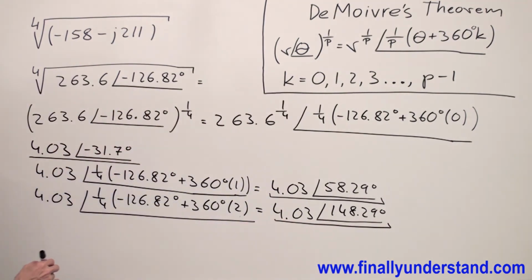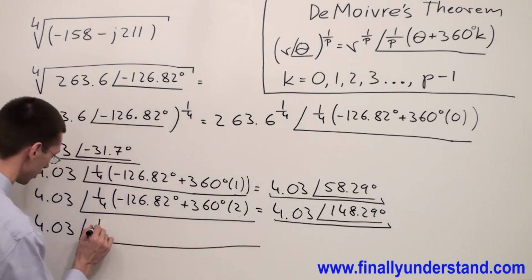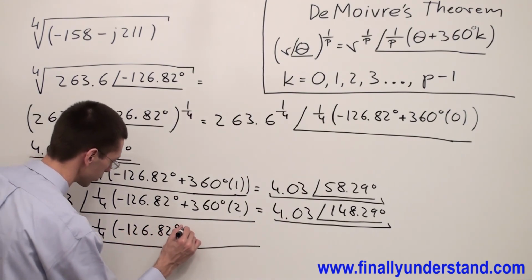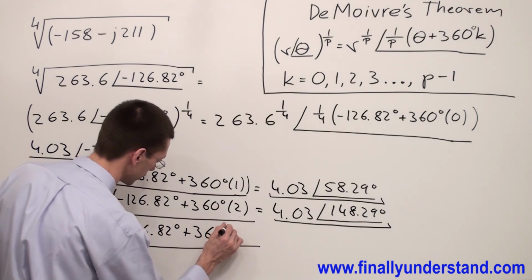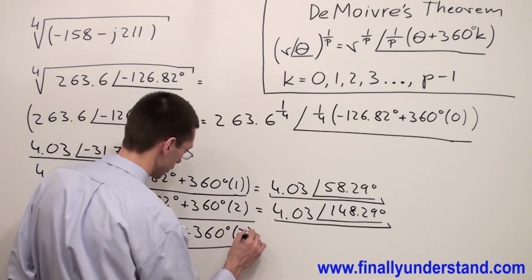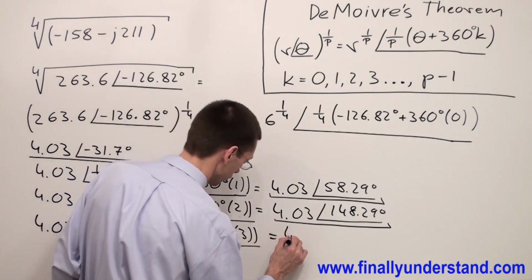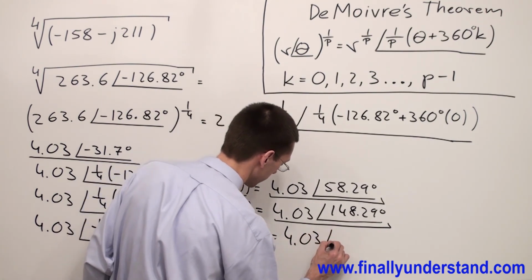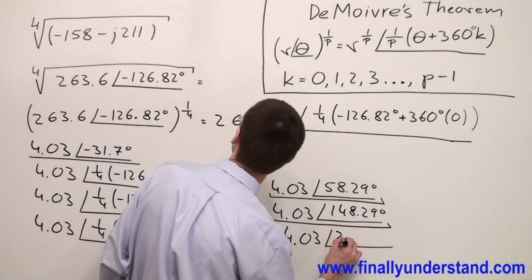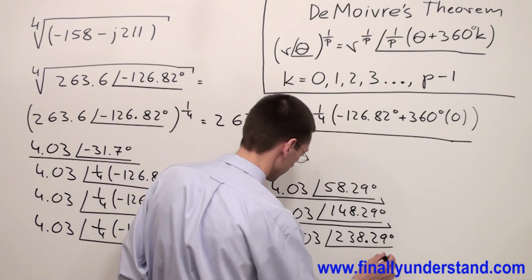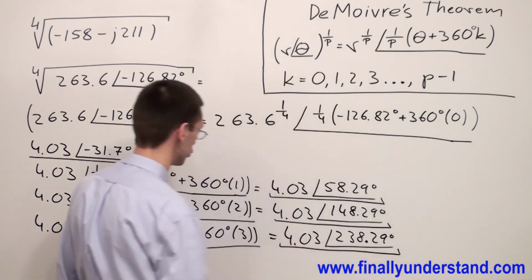And if you want to find the fourth root, copy down the magnitude 4.03 and angle 1/4, and I have negative 126.82 degrees plus 360 degrees times 3 is equal 4.03 and angle of 238.29 degrees. And this is my fourth root.